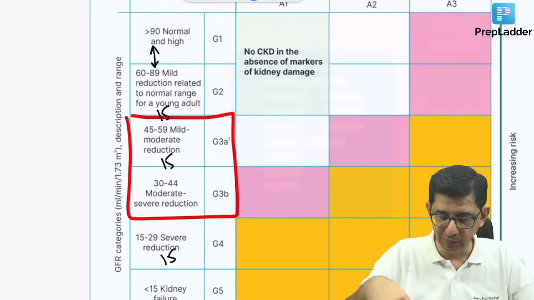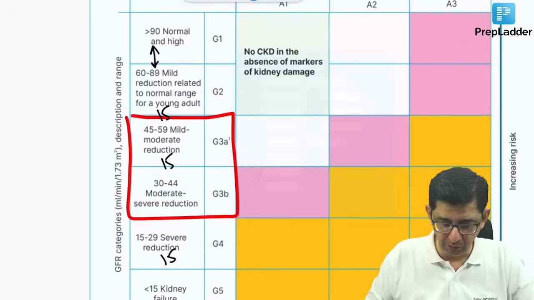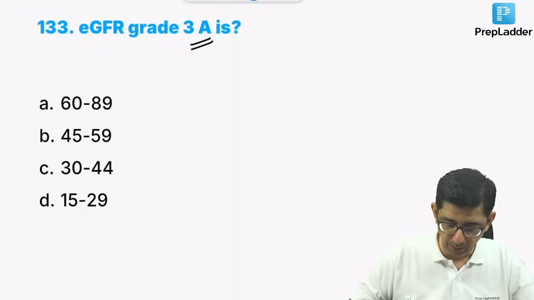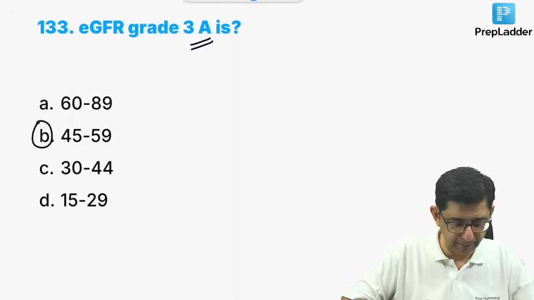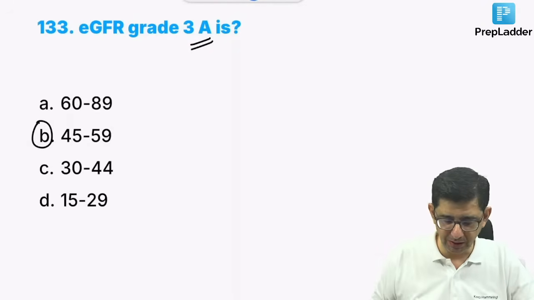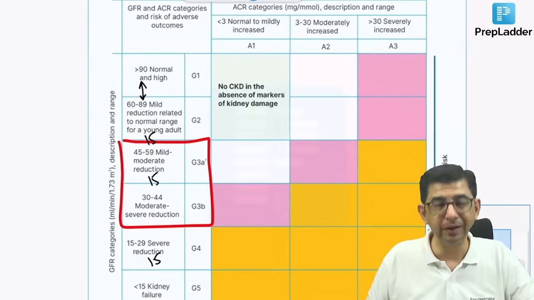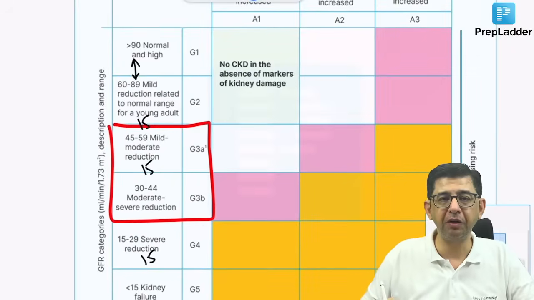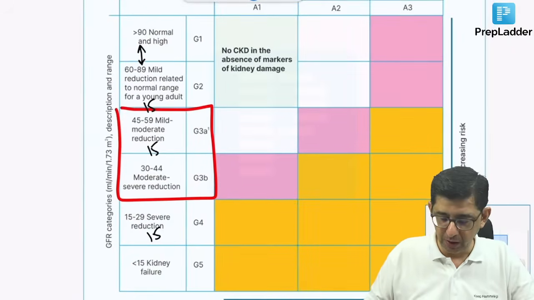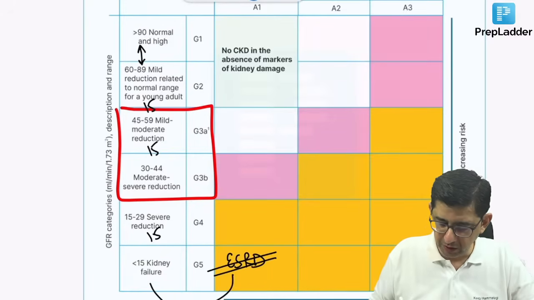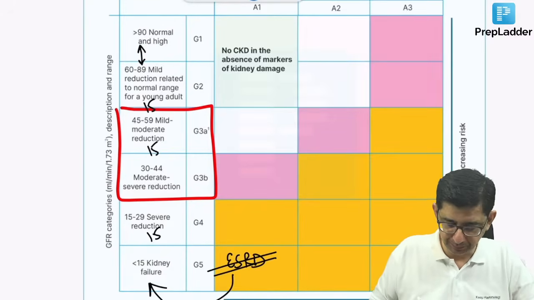The correct answer in this particular case, because it is asked G3A, would be 45 to 59. That would be option number B. It is G3A, that is 45 to 59. Yeah, just practicing them would make it easier for you. Practice it by writing it down, that is a very scoring question. 30, 15, 15, and then a decrease that you can see. And now we don't use the word end stage renal disease, as you are aware. We use the word kidney failure.